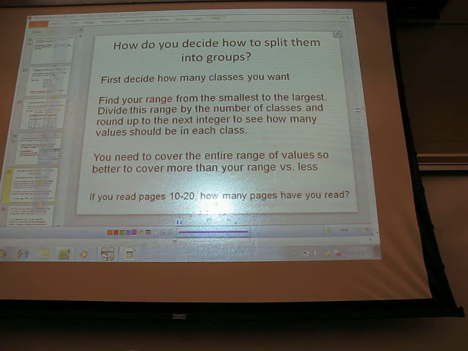Why do you round up? Because you want to make sure that you have kind of more room than less to make sure you put all your data. If you round it down, you would not input all your data. So that's why you have to make sure you round up.